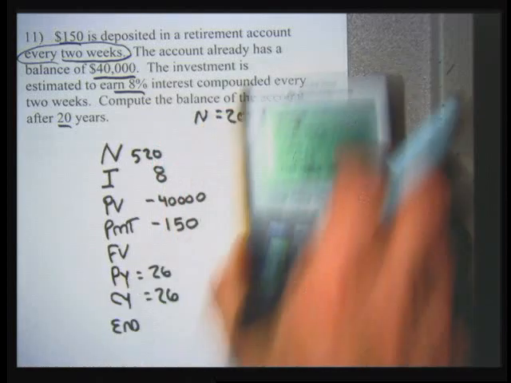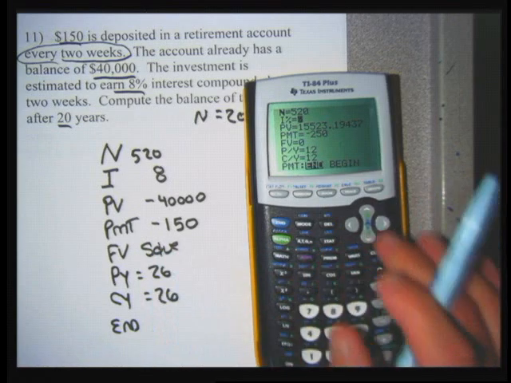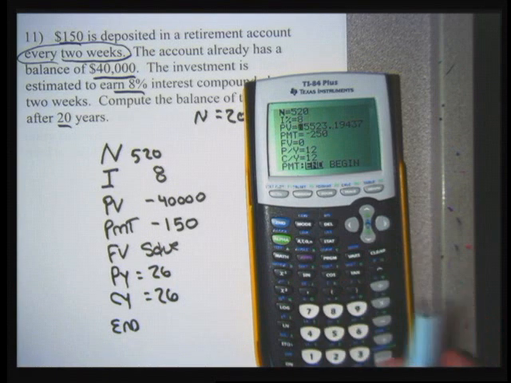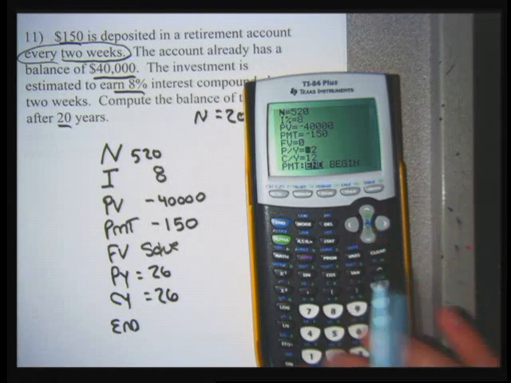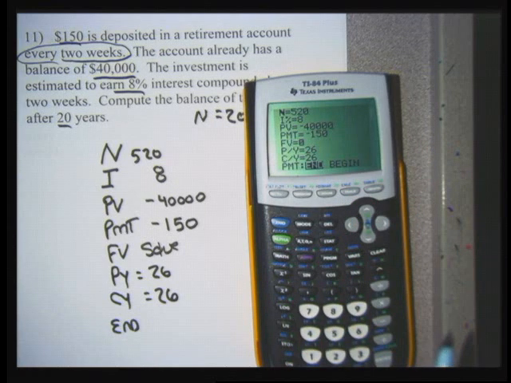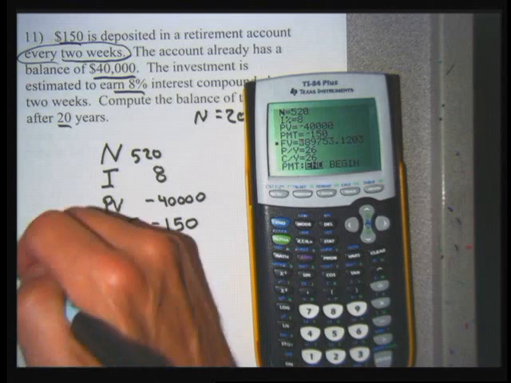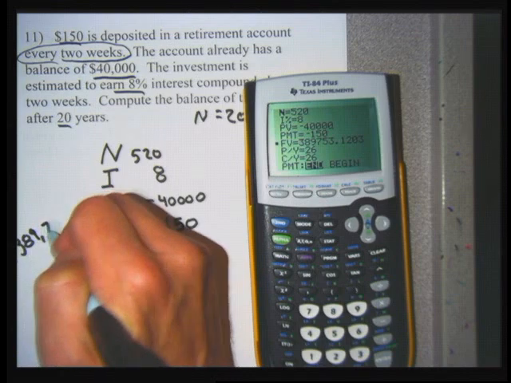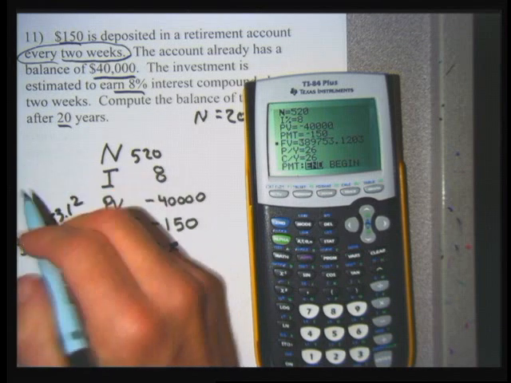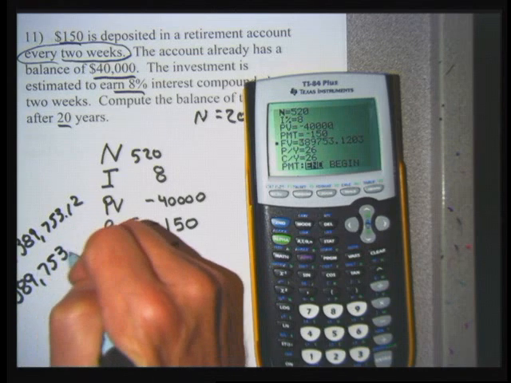So if I enter these, I'm going to find the balance in the future, so I'm going to solve for the future value. I'm going to do 520 for N, 8 for the I, negative 40,000 for the PV, negative 150 for the PMT. I'm solving for the future value, 26 for the PY and the CY. Have everything in, move up to the FV, hit alpha and solve, and I get $389,753.12. Just in case that's not readable, $389,753.12.